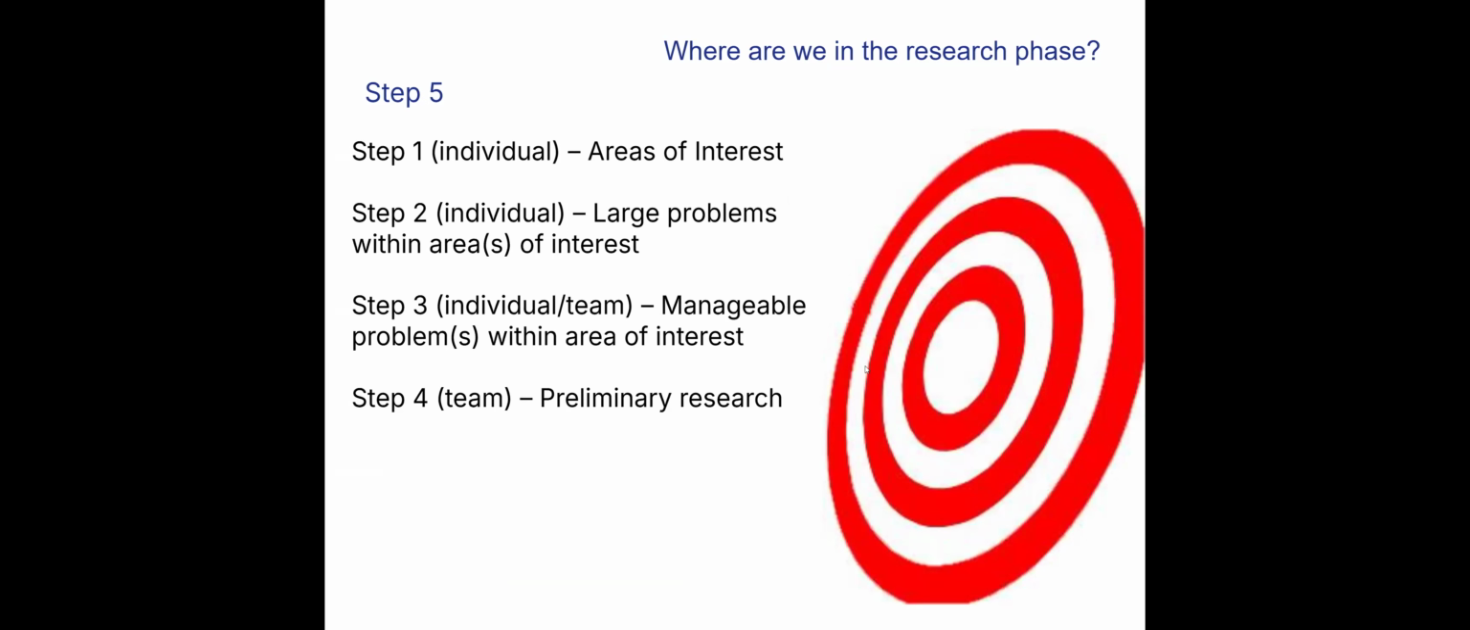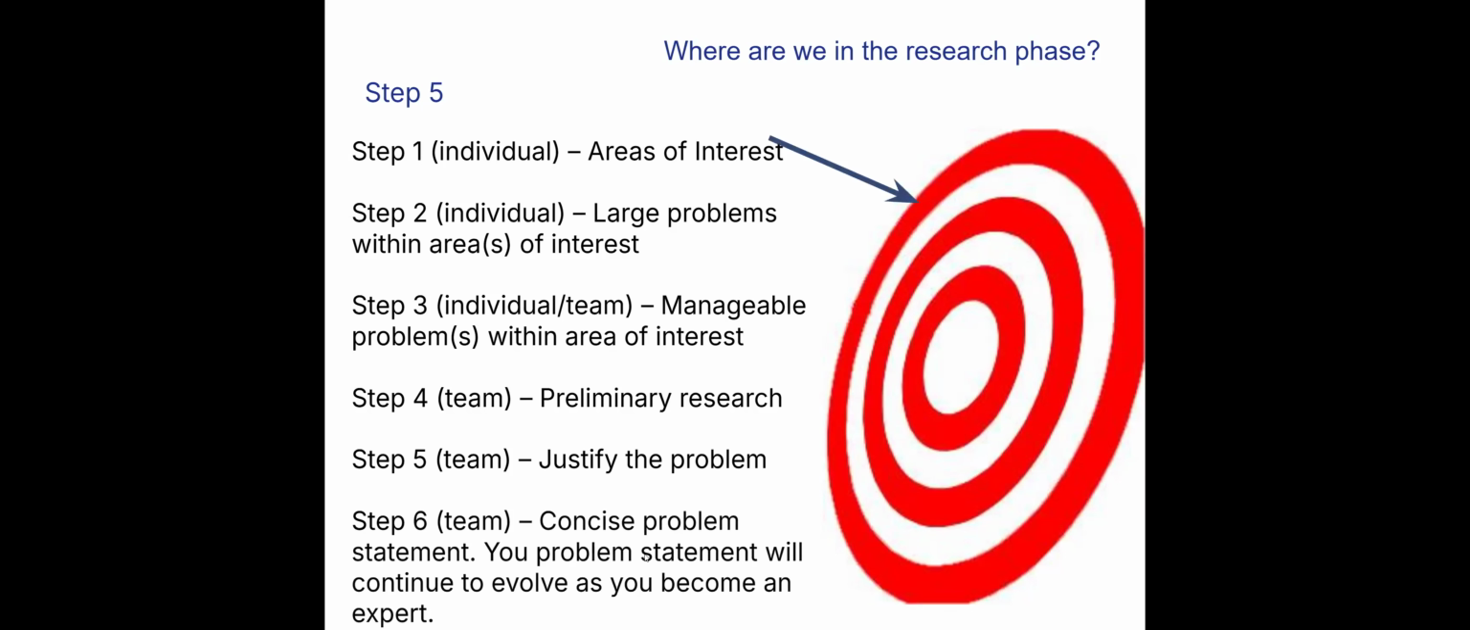Then as the team, they're going to start doing their preliminary research. And in the end, as a team, they will justify their problem. And we end with this concise problem statement, which we will get to in another set of PowerPoints that Jeff will do a little bit later. But in the end, they become the expert, and they have to be the expert, because the jury of professionals should be asking them very pointed questions, and they better be able to answer them.